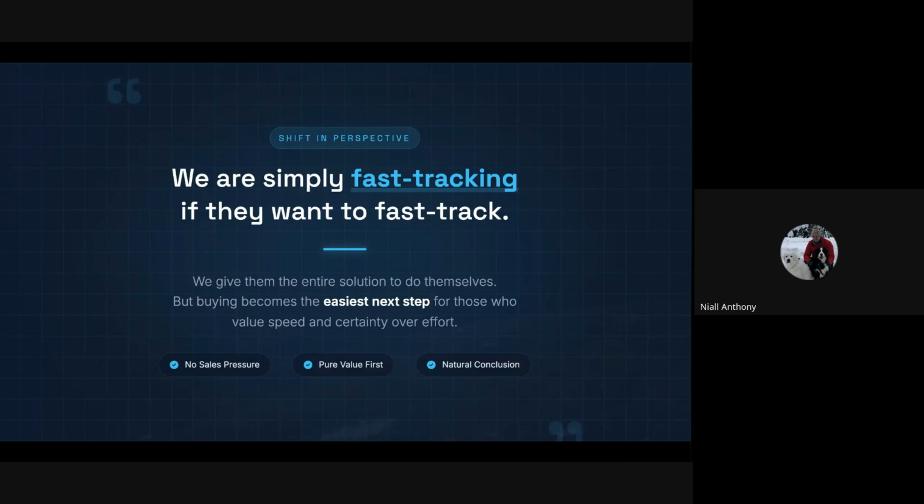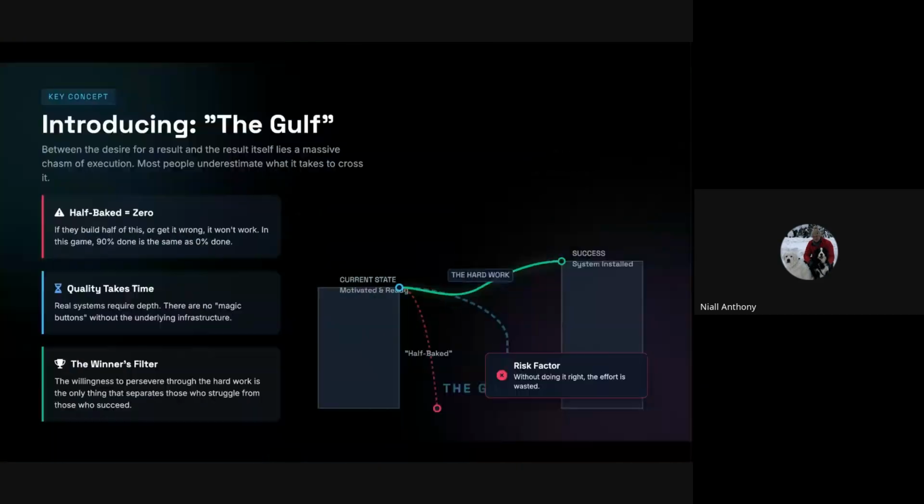We give them the entire solution in day 3 to do it themselves. But buying becomes the easiest next step for those that value speed and certainty over any effort, which is the vast majority of the population. Now, they can go do this themselves. People often ask me, but couldn't they just take this and go do it themselves? Absolutely. That's what I want them to do. I want them to do this, but I know they won't, and I'll explain why. And it's not because people are lazy.